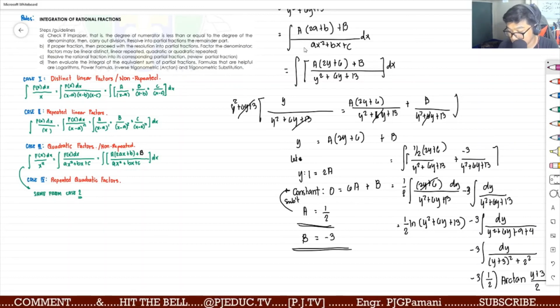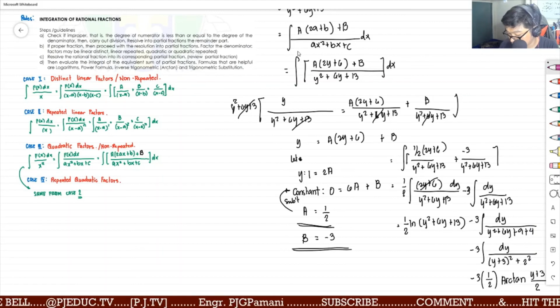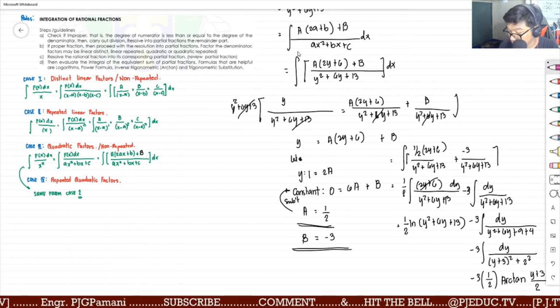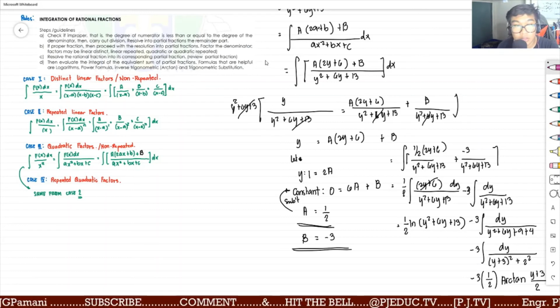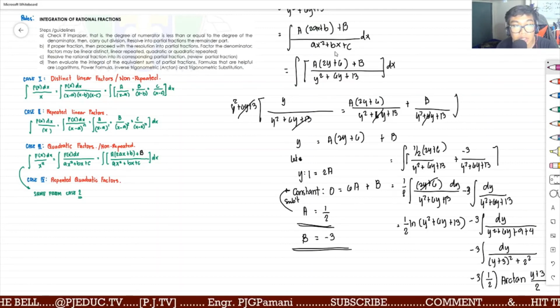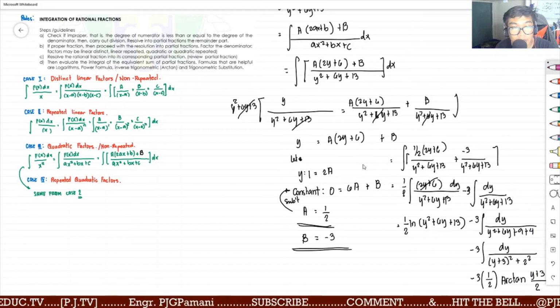Tama? 2ax pala yun. 2ax. A is 1. 2 times 1 times y is 2y plus b is 6. So, right, tama.